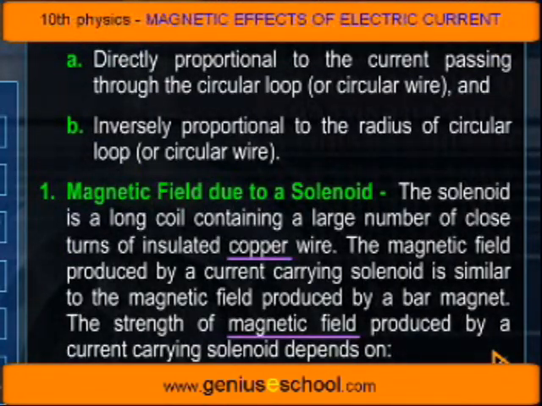The magnetic field is directly proportional to the current passing through the circular loop or circular wire and inversely proportional to the radius of the circular loop or circular wire.